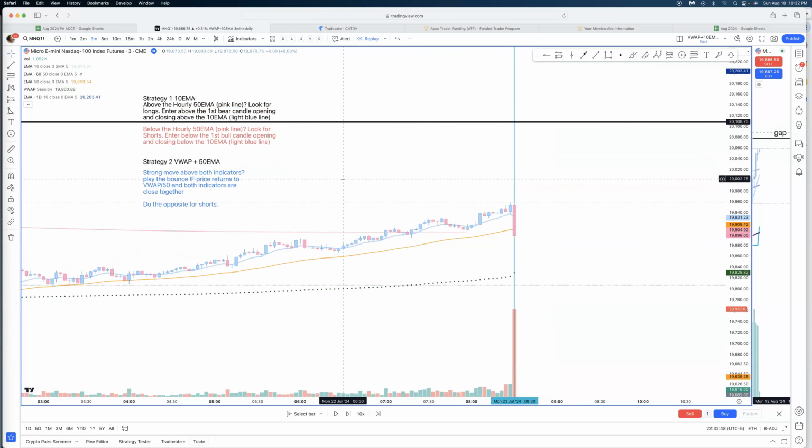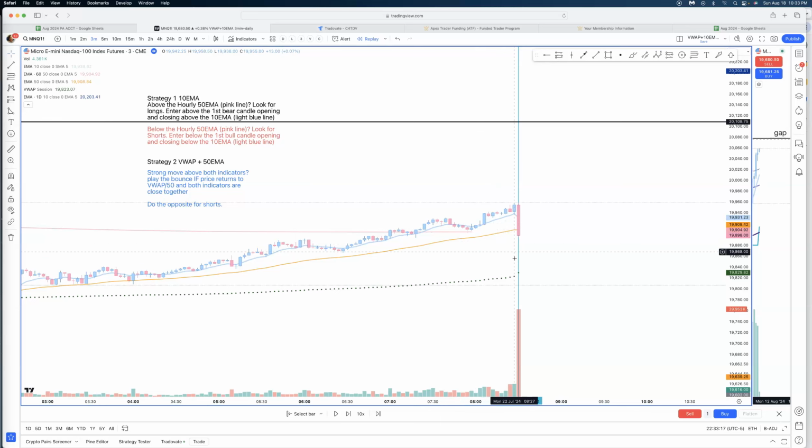The second strategy I'm going to be looking for and playing is the VWAP plus the 50 EMA indicator. This dotted line here is the VWAP, and this orange yellow line is the 50 EMA. If price has made a strong move above both indicators, play the bounce if price returns back to the VWAP or 50. And if both indicators are close together, you would play, like I said, the bounce.